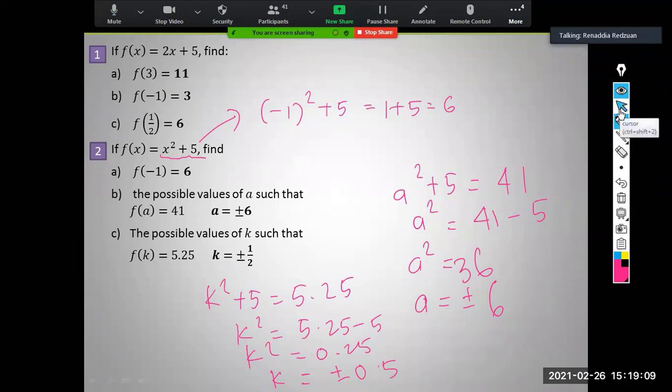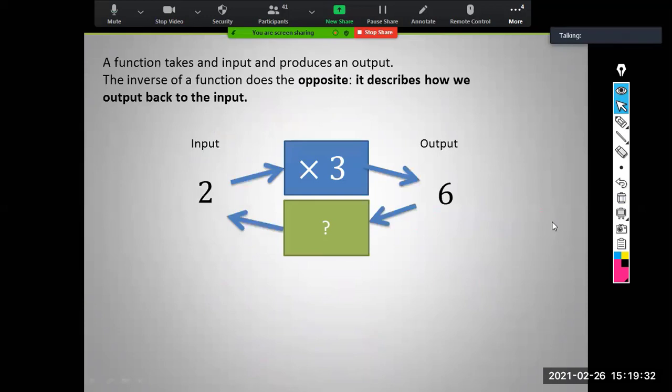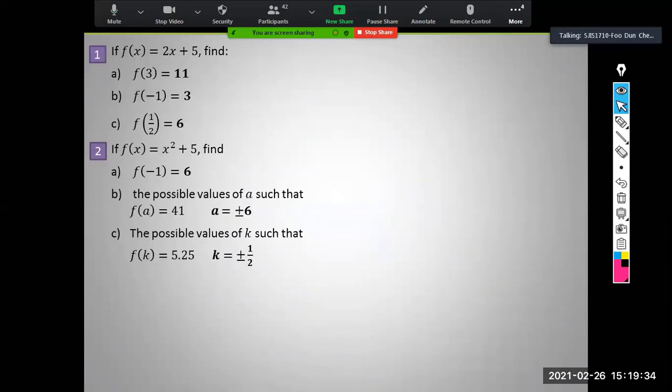If we do not write plus minus, like you see plus minus 6 and plus minus 1 over 2, what will happen? Will we get the answer wrong? You will get minus 1 mark. Okay, Miss. Teacher, why do you write 1 over 2? Why not write 0.5? It's the same thing. Same. You can write 1 over 2 or 0.5.